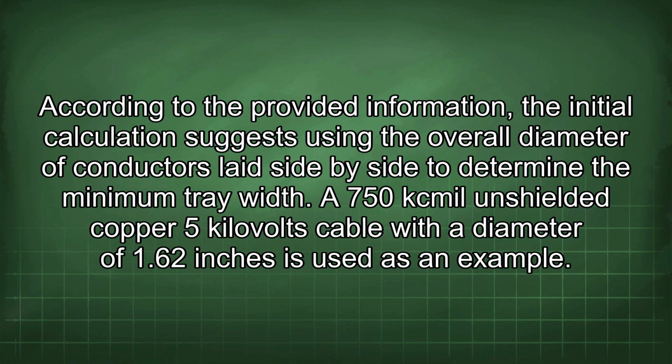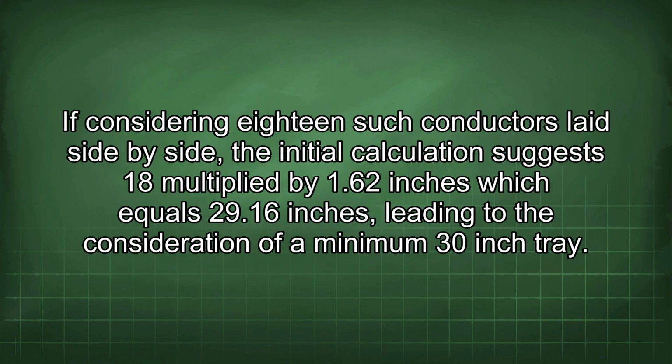First, let's address the minimum cable tray size. According to the provided information, the initial calculation suggests using the overall diameter of conductors laid side by side to determine the minimum tray width. A 750 kcmil unshielded copper 5 kV cable with a diameter of 1.62 inches is used as an example. If considering 18 such conductors laid side by side, the initial calculation suggests 18 multiplied by 1.62 inches, which equals 29.16 inches, leading to the consideration of a minimum 30-inch tray.